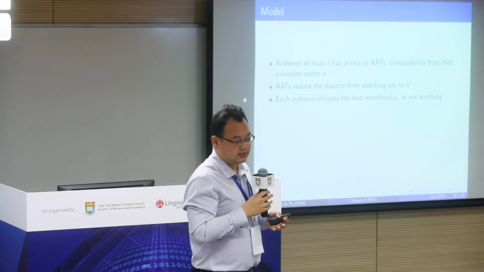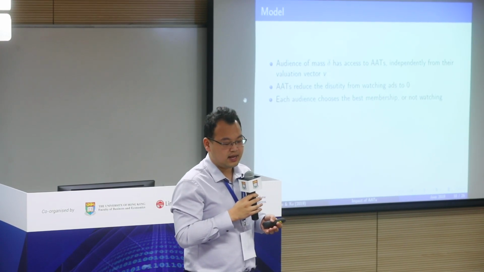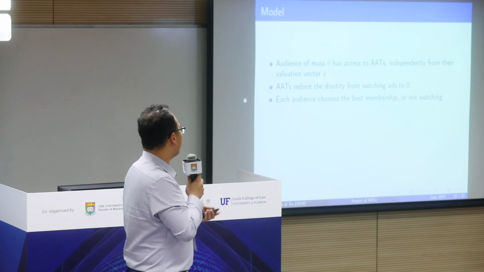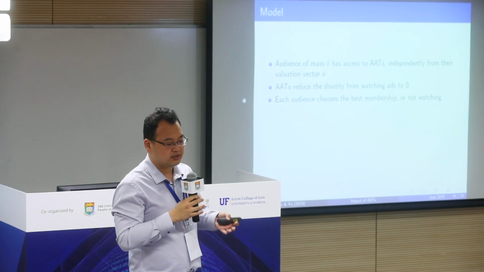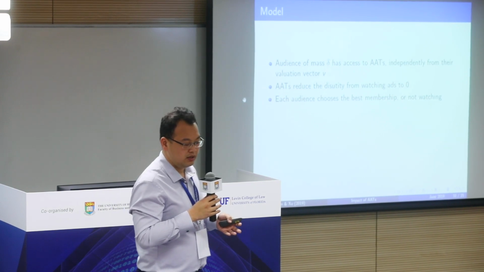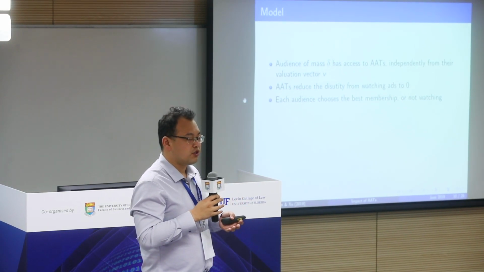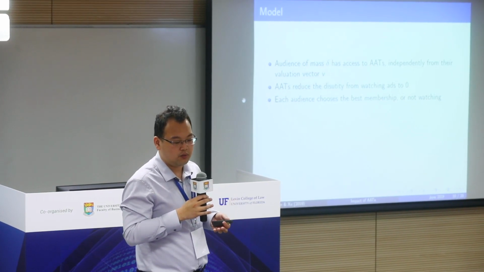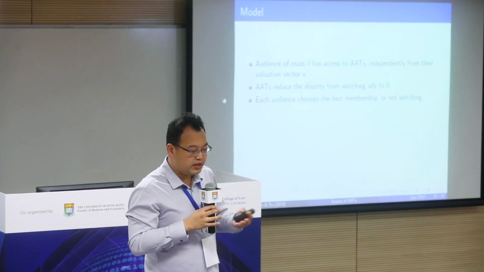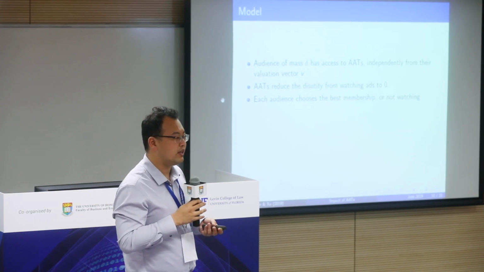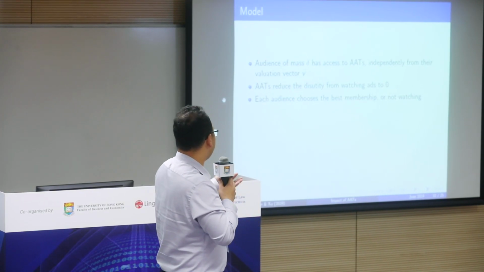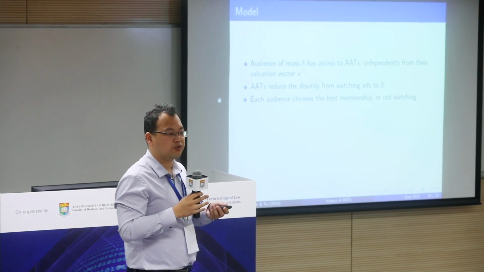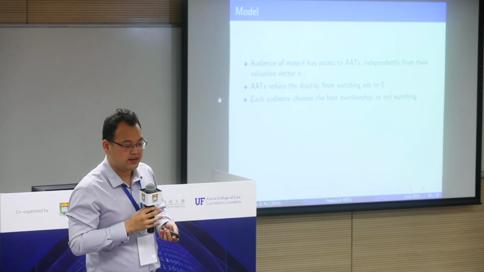We also assume that there is an audience of mass delta that has access to AATs, but whether they have it or not is independent of their valuation. We assume that these AATs could reduce the disutility from watching ads to zero directly. So if the audience are rational, they should choose the best membership that they have, or they could have an outside option of not watching, with a normalized utility of zero. We immediately see that for the audience who has access to AATs, because AATs could reduce the disutility from watching ads to zero, it's a dominant choice for them to choose a free membership that gives them the highest valuation.